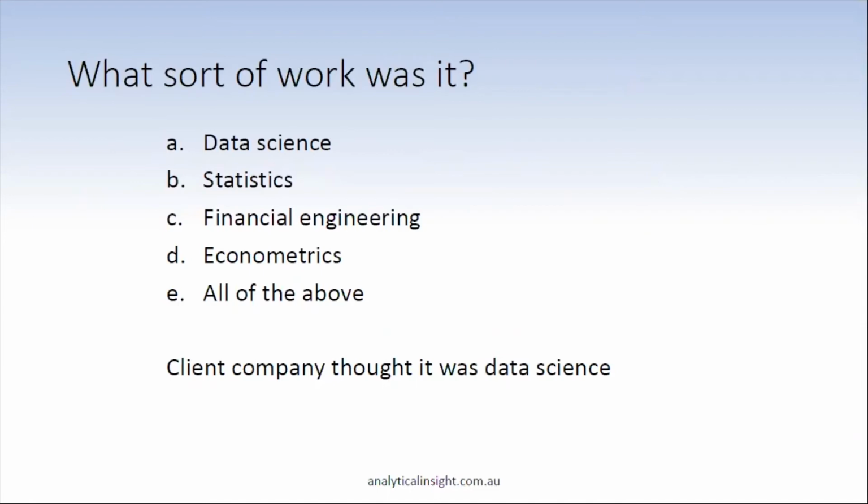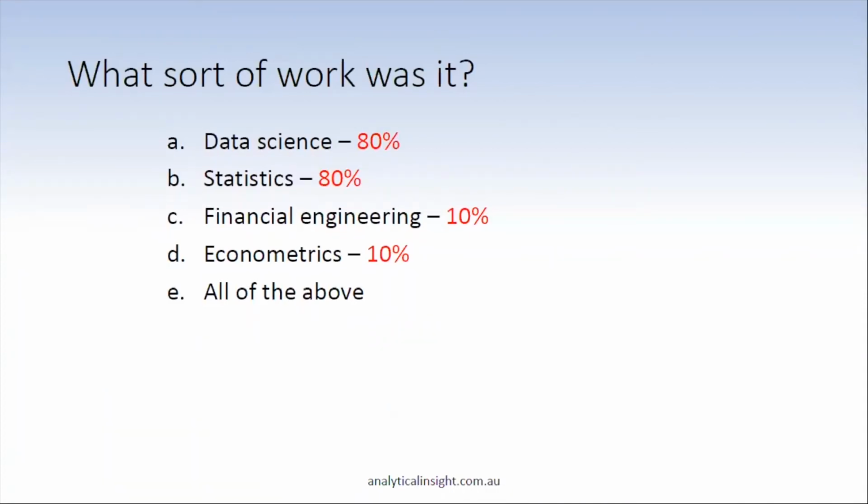What sort of work was it? The point I wanted to make here was the client company thought it was data science. They kept talking about it as data science, machine learning, data science. Those are the words they used all the time. And in fact, they subsequently employed machine learners and data scientists rather than statisticians when they modified the model. And in fact, we know they weren't any good because they didn't know anything about standard errors. But nonetheless, that was the breakdown I would give. And the reason it doesn't add up, of course, is that I think A and B are essentially the same on projects like this.